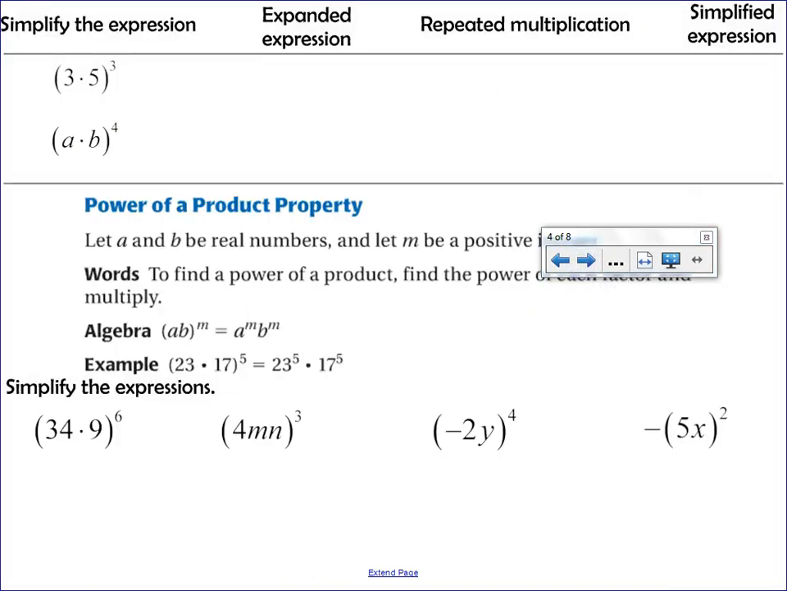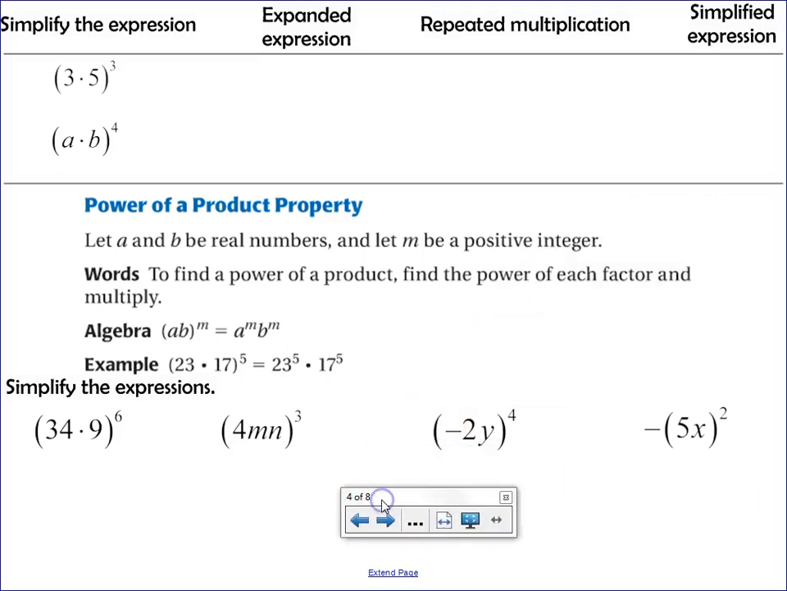Next one we want to take a look at is the power of a product property. That one is, if we take a look at it, we have a product inside the parentheses, so 3 times 5 raised to the power of 3. So what that means, I have 3 times 5 3 times.